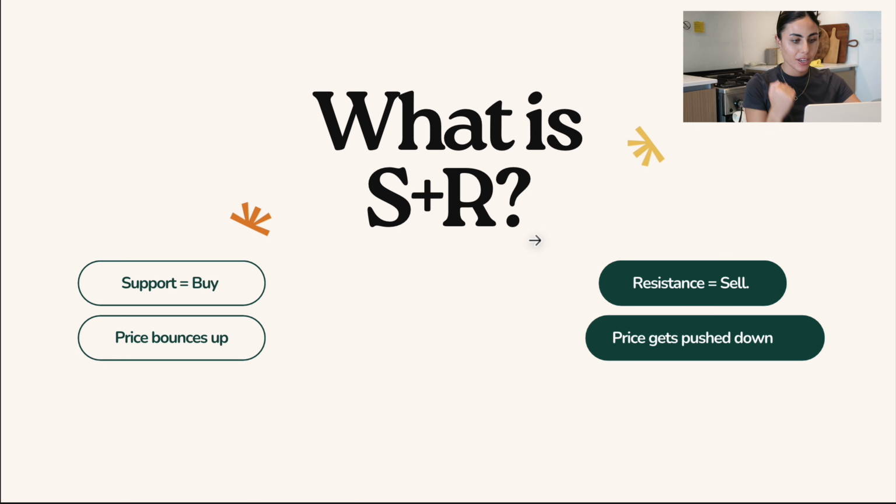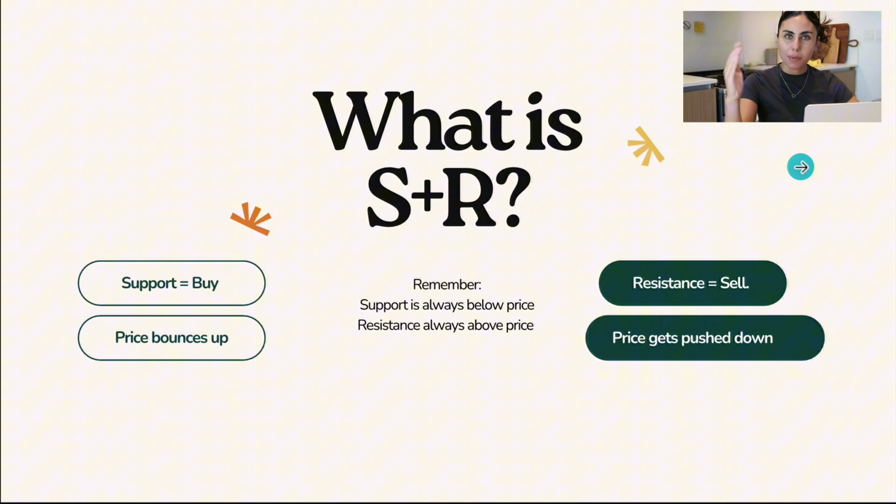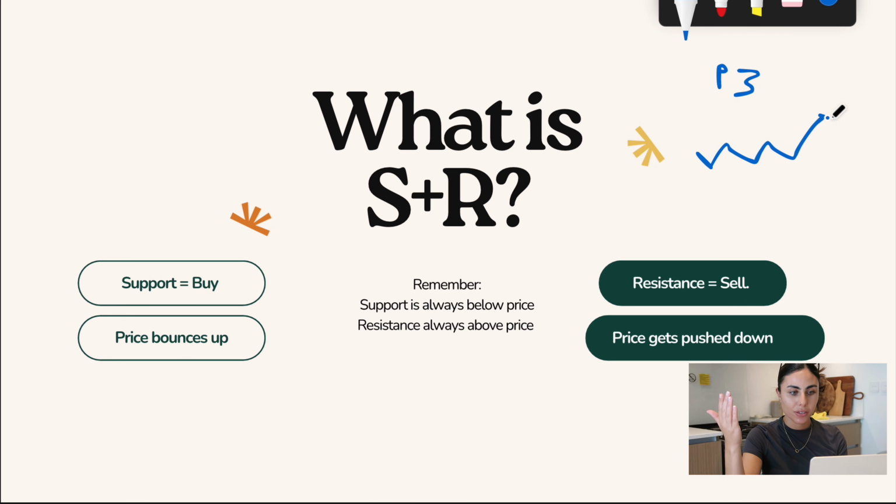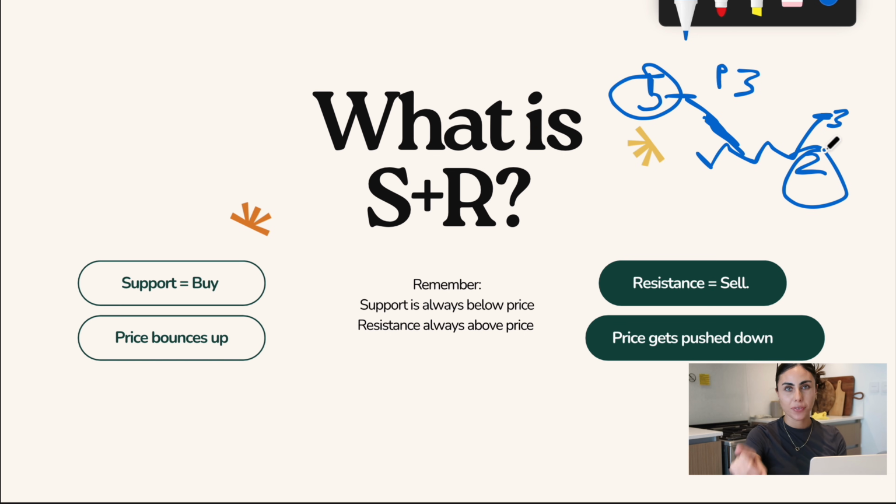Floor and ceiling. So when you think of support, remember it always has to be below the price. With resistance, it always has to be above the price. Let's say the current price is 3. Our support will always be below the price, so let's say support is 2. And resistance, let's say it resisted up here, and that is 5. Resistance always has to be above the price, and support always has to be below. Hopefully that made sense. I will explain it even further later on.